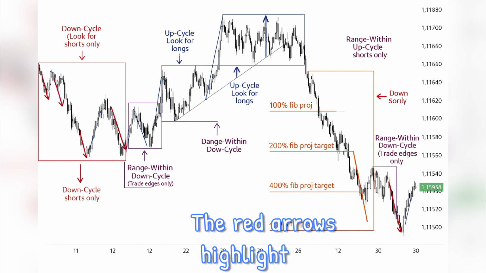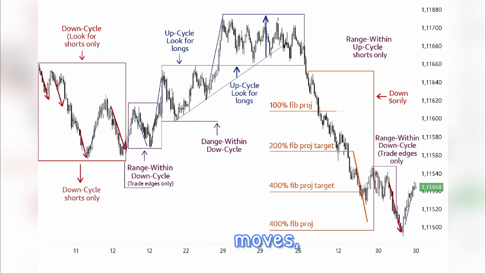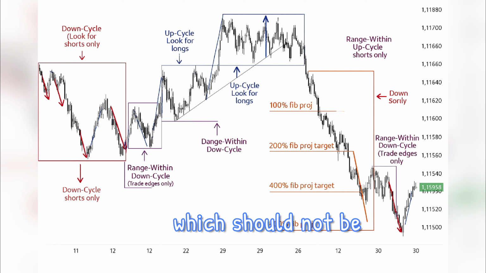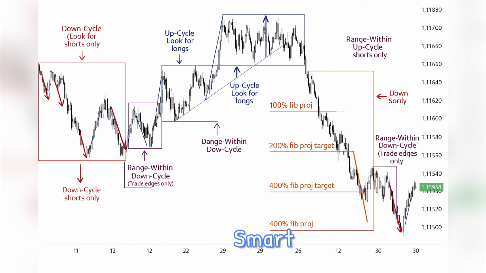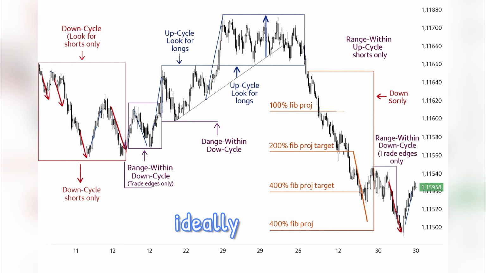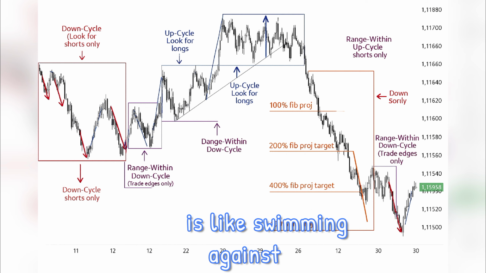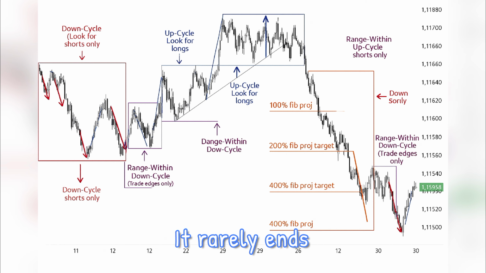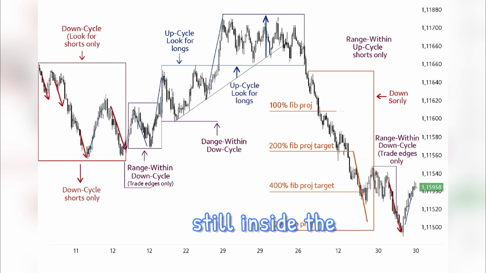The red arrows highlight the impulsive bearish moves, while the blue arrows represent small pullbacks, which should not be confused with reversals. Smart traders during this phase only look for selling opportunities, ideally entering on retracements, trendline rejections, or order blocks at lower highs. Trying to buy in a down cycle is like swimming against the current. It rarely ends well.